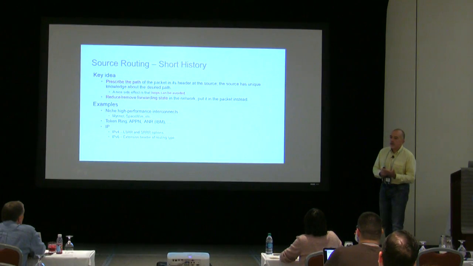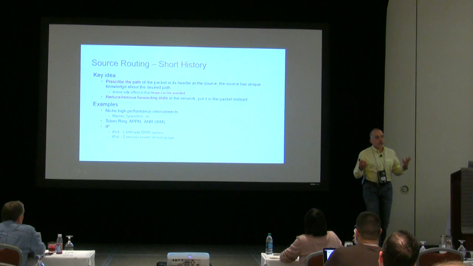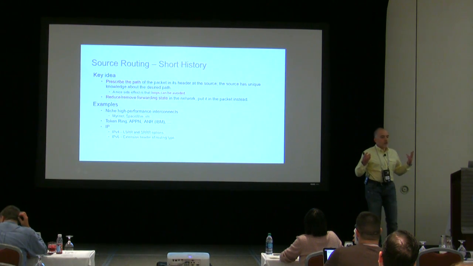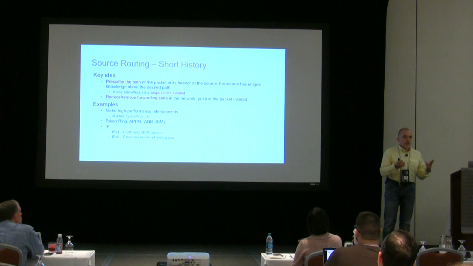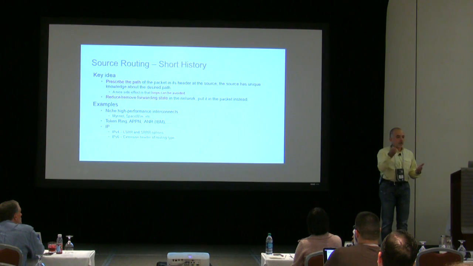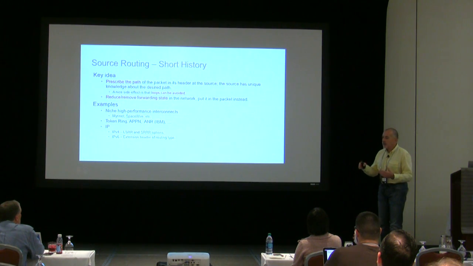One is that loops are by definition sort of avoided. Why is that? Because the source simply says where the packet is going. There is no middle router that makes an independent decision about how to forward the packet. So there's no such thing as a routing loop unless you have a bug at the source, and the source can make the packet chase its tail, but that's a bug.